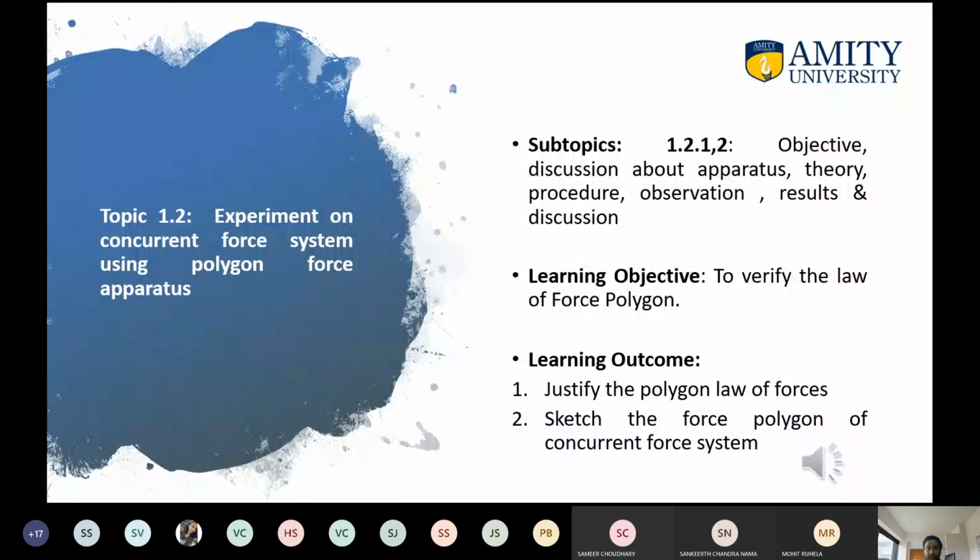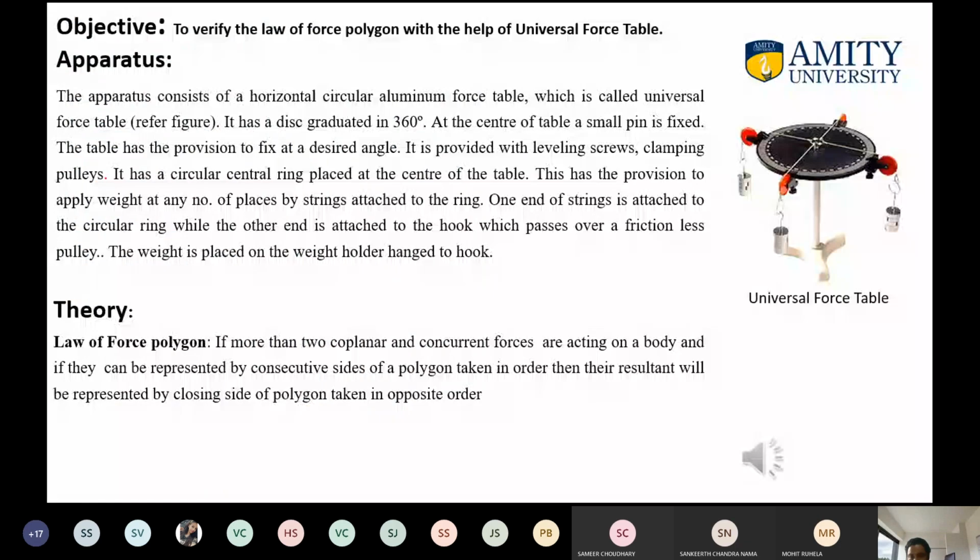So now see here, our aim is, you can see the diagram here. The universal force table is here. I am showing it with the laser pointer here. So this is the diagram. This is the actual apparatus that will be shown to you in the lab when you visit the university. This type of apparatus is there. So you can see, we have to verify the polygon law.